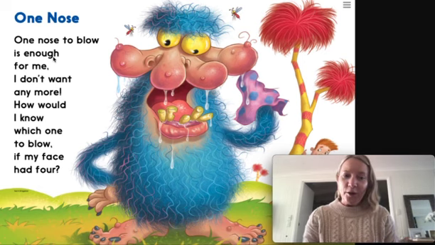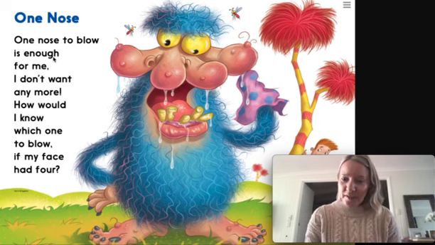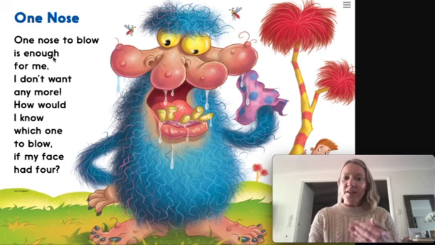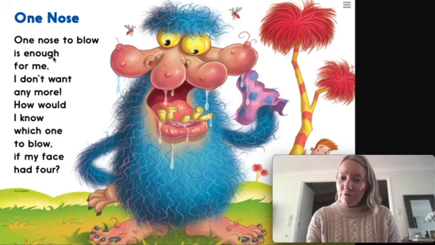One nose to blow is enough for me. I don't want any more. Can you see how I did that little breath after that comma? One nose to blow is enough for me. I don't want any more. So it gives us that pause to emphasize the next part of our sentence. How would I know which one to blow if my face had four?